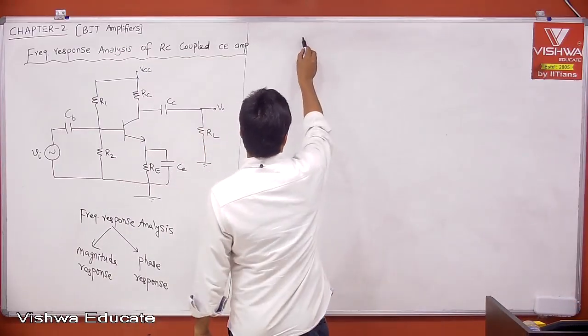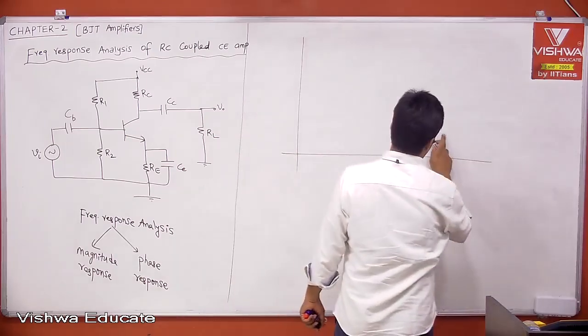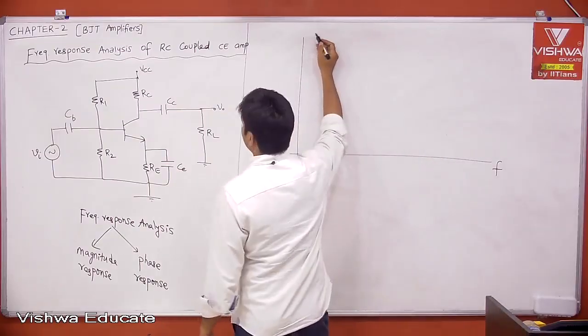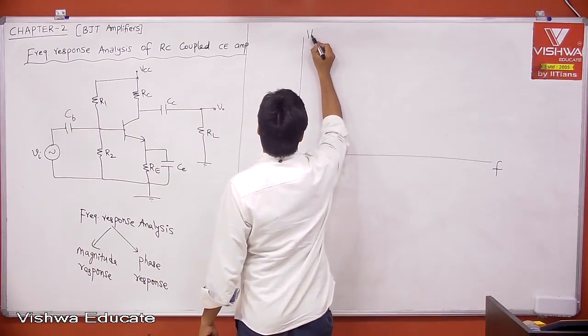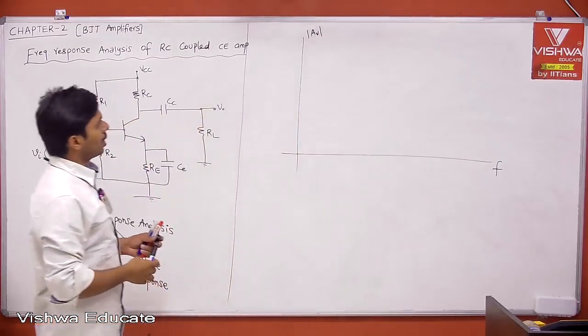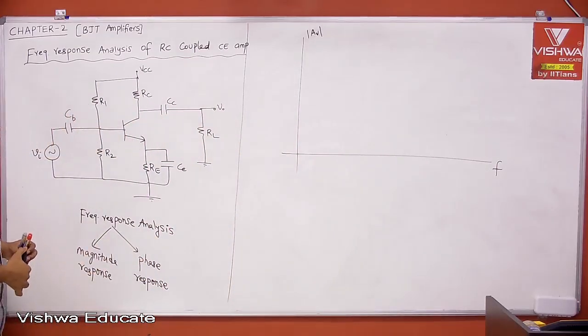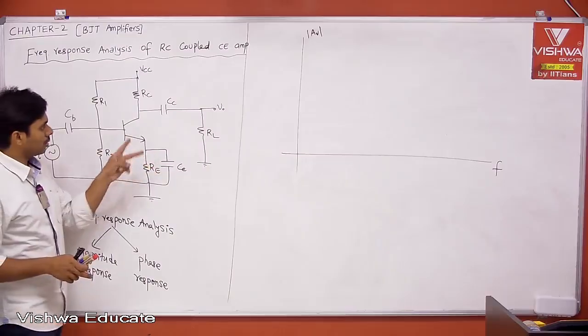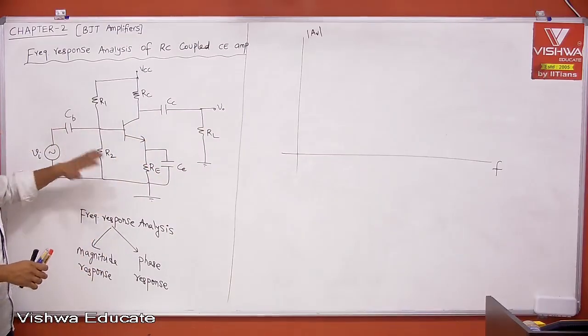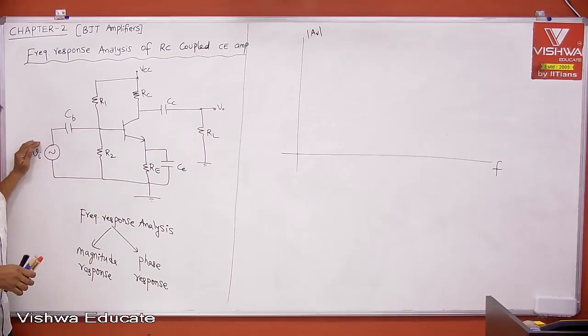Now let's see. This is omega, or frequency, and we are trying to plot the gain, the magnitude of the voltage gain. Now we know, what about DC? For DC, the capacitor is open. This RC coupled CE amplifier is not amplifying DC signals. It is only amplifying AC signals, right?